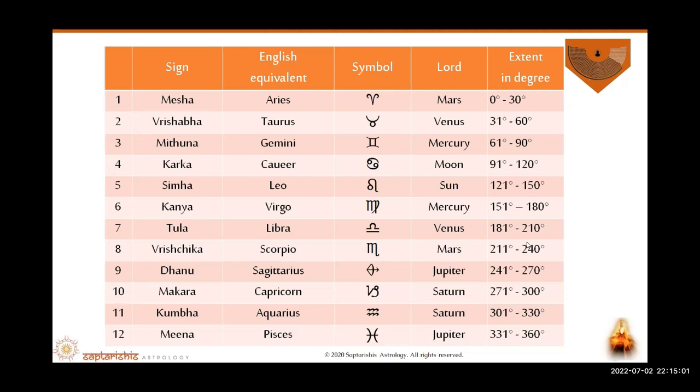Now if any planet is placed between this 0 to 30 degree, we say that planet is placed in Aries. If a planet is placed between 91 to 120 degree, that falls under Cancer, Karka. Like this. But in software you will see every Rashi is of 30 degree, so don't get confused. To make it easy to understand, they write in the format of 30 degree, but the actual calculation is from 0 to 360 degree. This is the range.